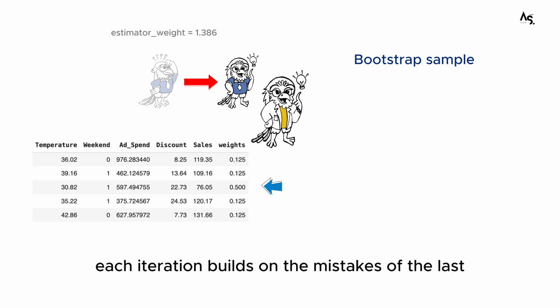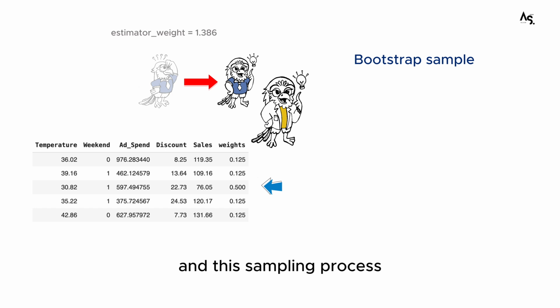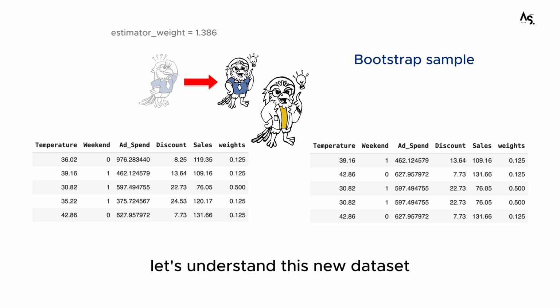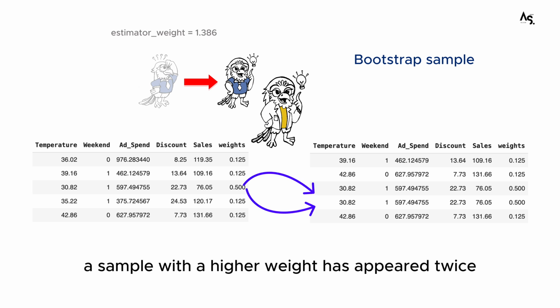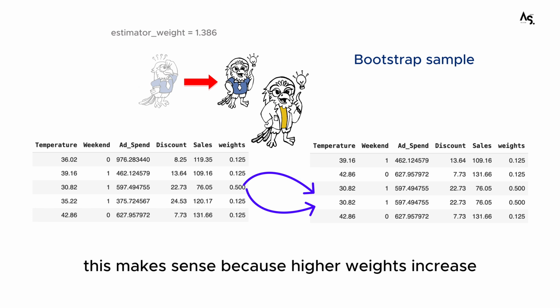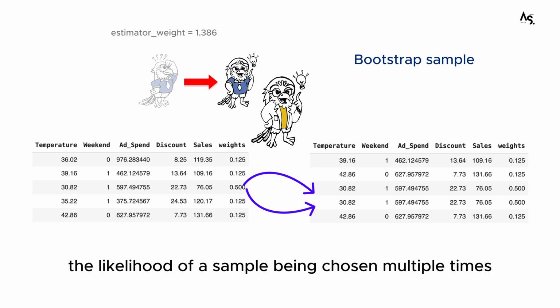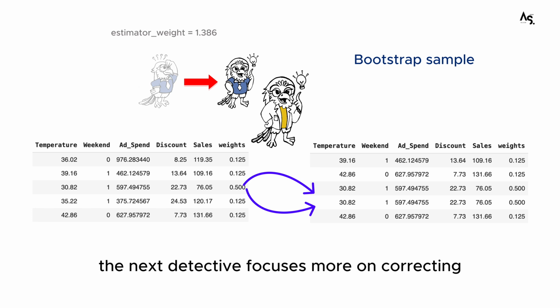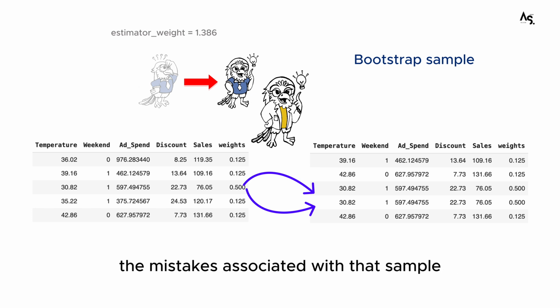Each iteration builds on the mistakes of the last, and this sampling process plays a key role in making AdaBoost such a powerful algorithm. Let's understand this new dataset prepared by AdaBoost by randomly selecting 5 values of x. Based on the updated weights, there are 2 important things to note here. A sample with a higher weight has appeared twice out of the 5 selected entries. This makes sense because higher weights increase the likelihood of a sample being chosen multiple times. This ensures the next detective focuses more on correcting the mistakes associated with that sample.